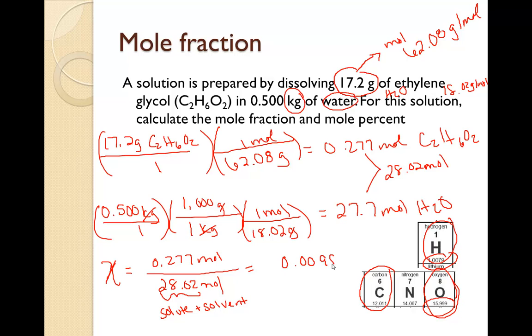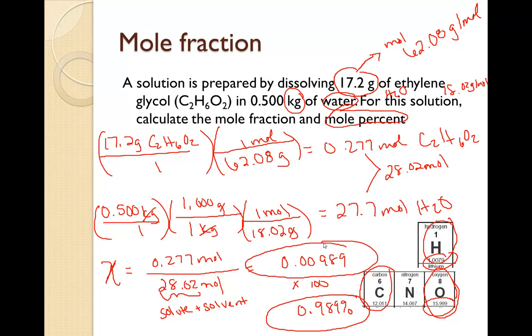0.00989. To get it into the percent, because the second part of the question is asking for mole percent, we would then multiply that by 100. So it becomes 0.989%. And that's how you do mole fraction and mole percent.